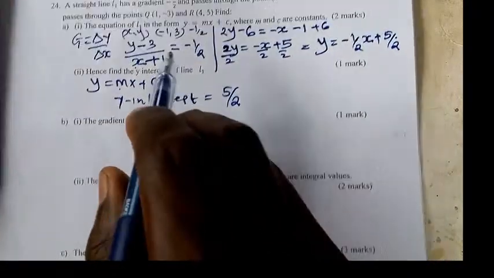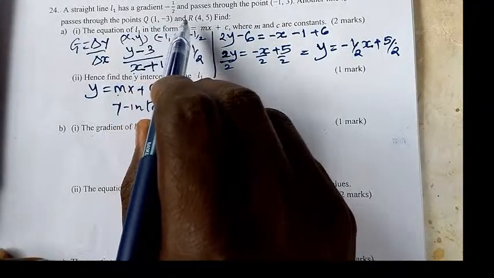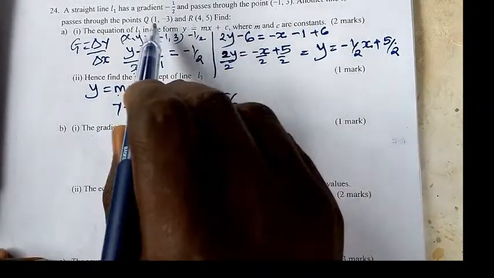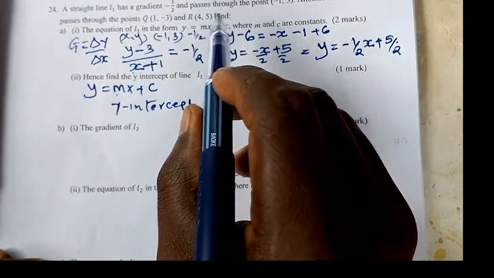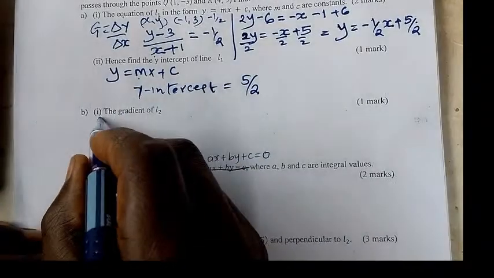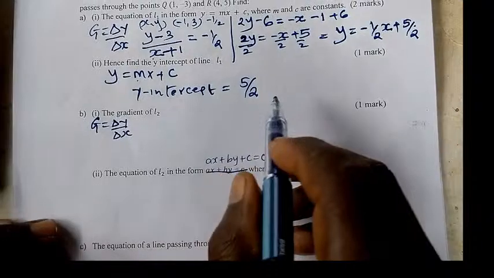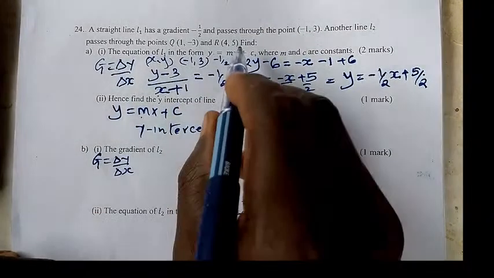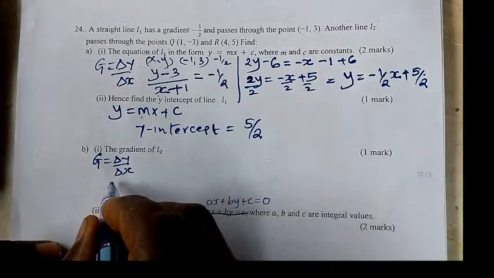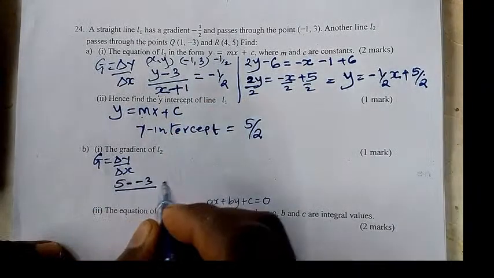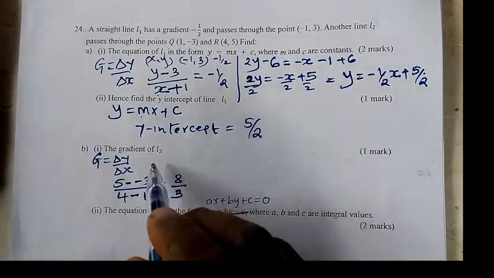Gradient of L2. So gradient 2, what line 2 wapitia kwa 1 3 -3 4 5. So kitu ya kwanza tunatafuta kuna point mbili, we must get the gradient and then find the equation. So gradient equal to change in y over change in x. So we are changing 5 minus 3. So 5 minus -3 divided by x. The gradient is 8/3 of L2.